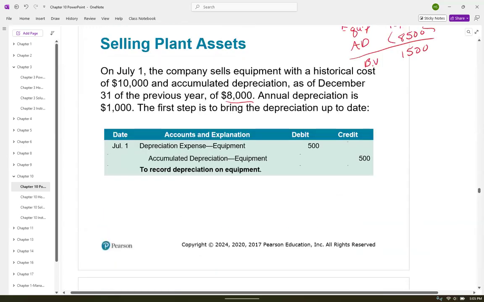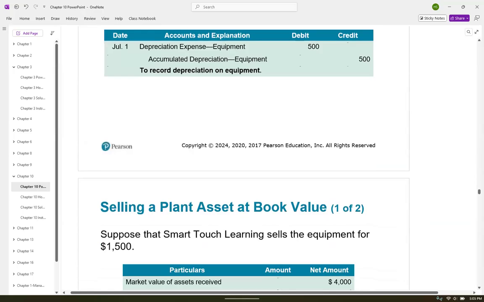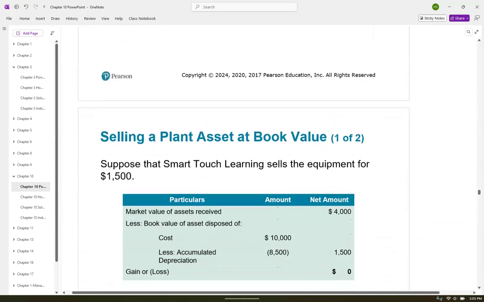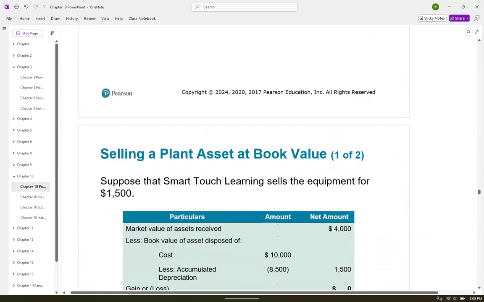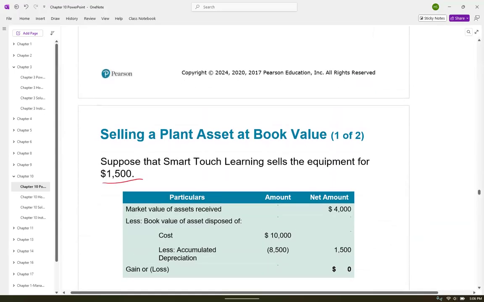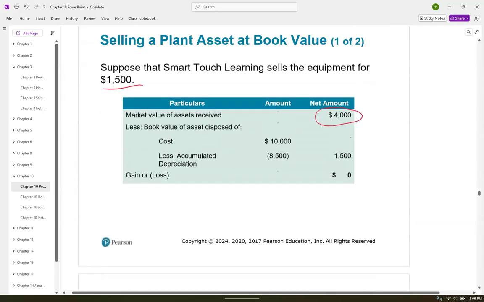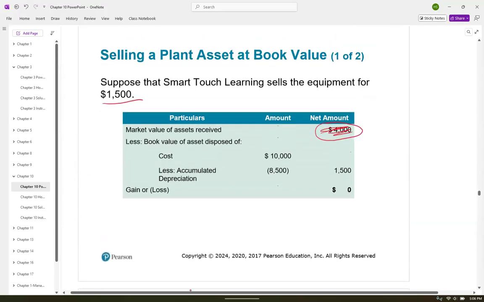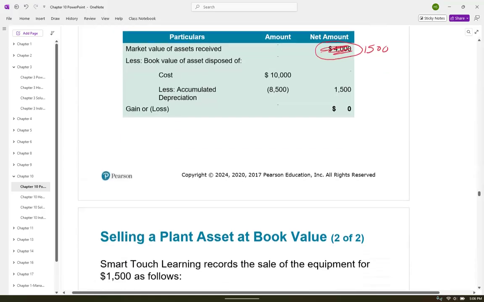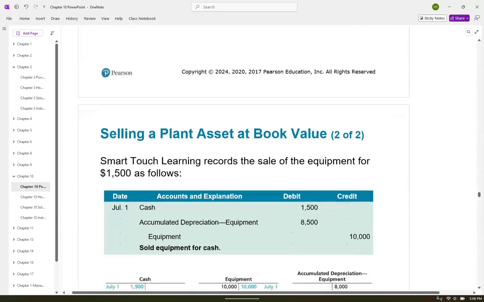I think I went too far. Sorry. So suppose that I messed up on something somewhere. It says they sell the equipment for 1,500, but I think that might be wrong because they've got 4,000 right there. Let me just glance at that journal entry really quick. That 4,000 is actually a wrong number. That should be the 1,500. Okay, because you wouldn't get zero gain or loss if that number was 4,000. So just a little disclaimer, sometimes the books make a mistake.